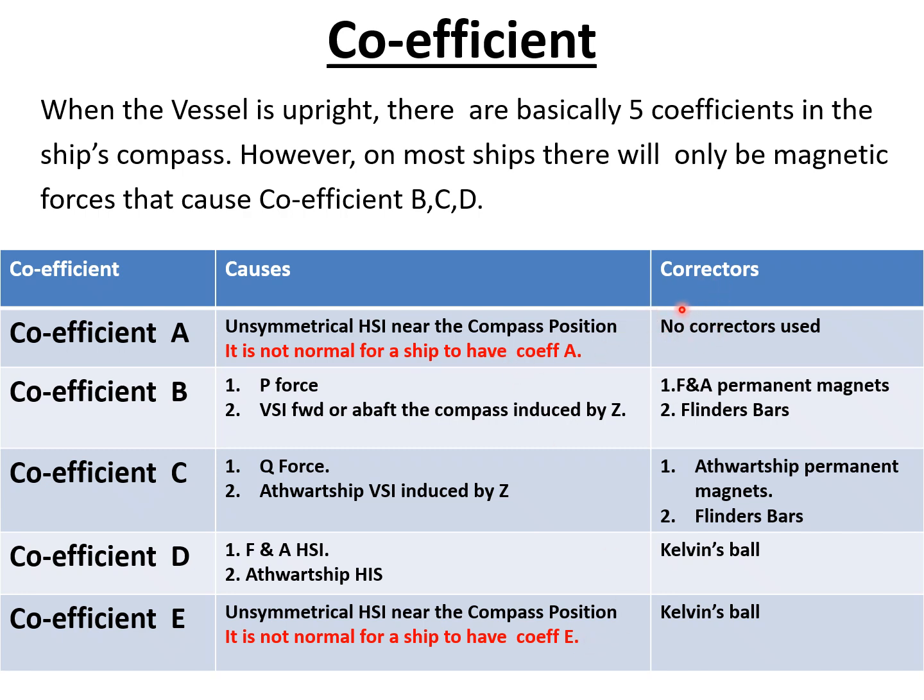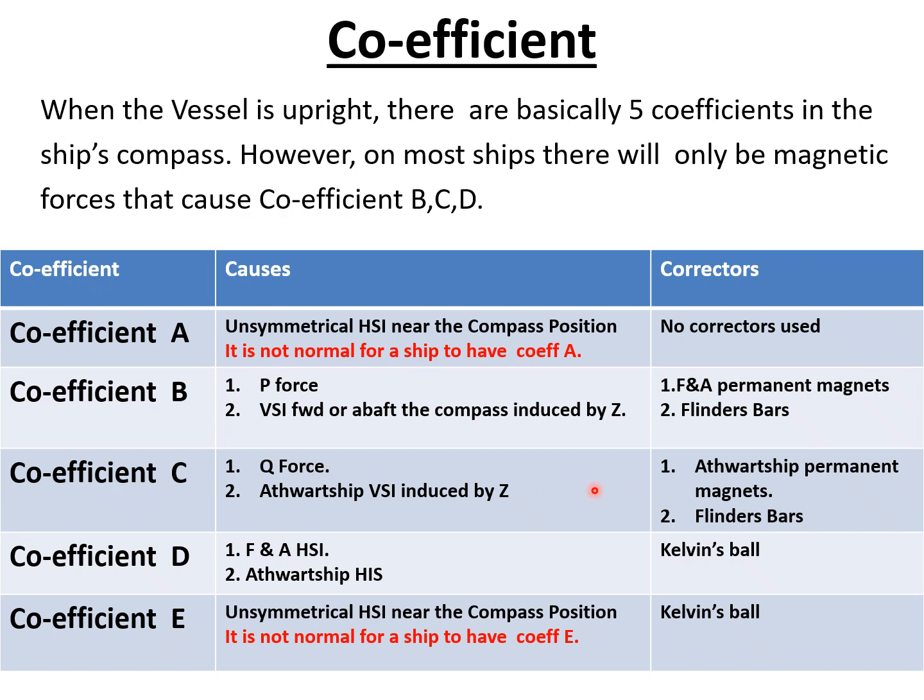I want you to draw this table, because in this table we have got the characters as well. For coefficient A, we don't use any character, right? And coefficient B is due to ship's permanent magnetism and induced magnetism. To correct coefficient B, we use both permanent magnets and induced magnets. These induced magnets, which are used to correct VSI forward or above the compass position induced by jet, are called Flinders bars. What is that one? I'll discuss that later on in the following slides.